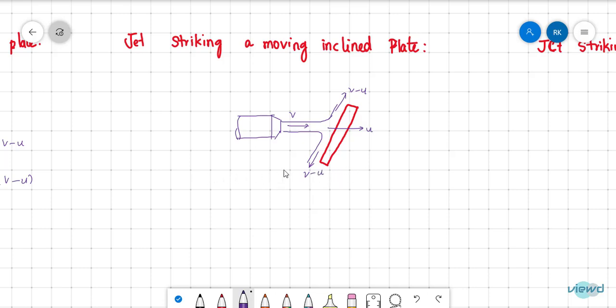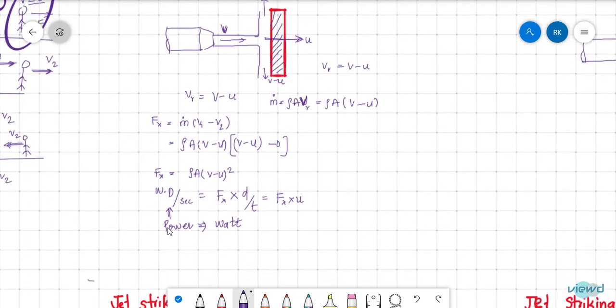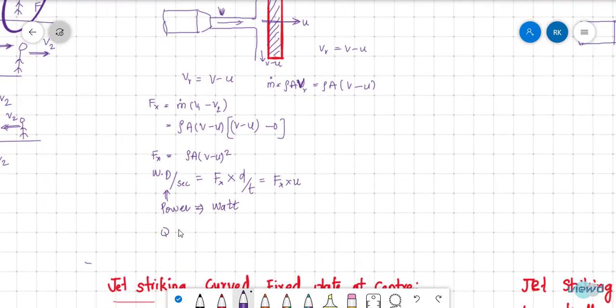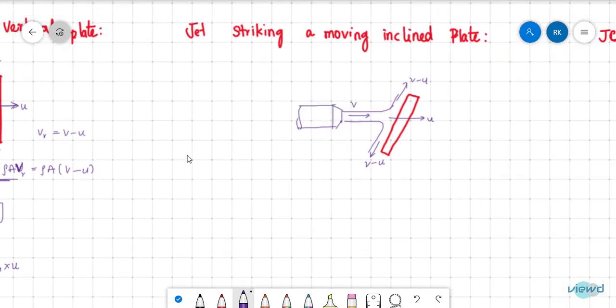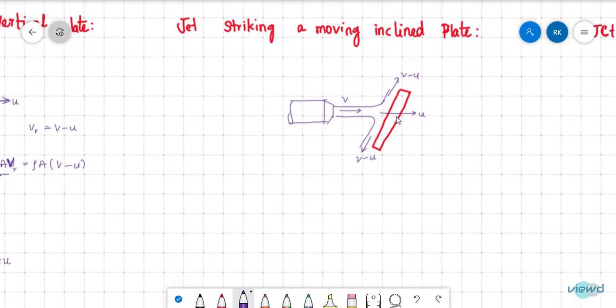And also I forgot to tell one thing. The discharge is A into Vr, relative velocity. Area of jet into relative velocity is the discharge. In this case, the plate is moving with a velocity u in the horizontal direction. So here this is Fx, Fy, and the normal force Fn.